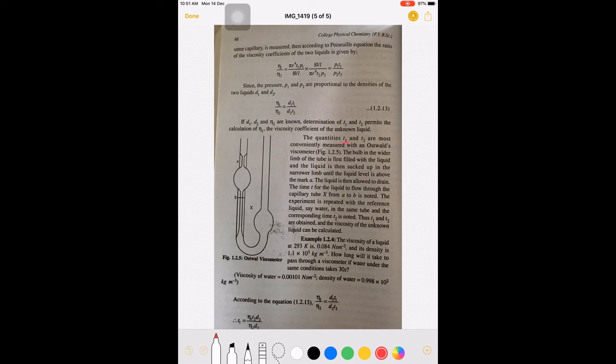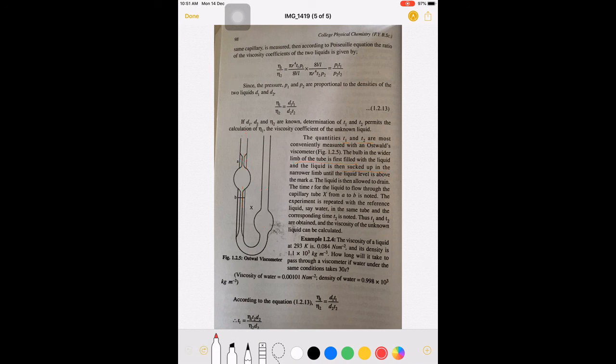The quantities T1 and T2 are most conveniently measured with the Ostwald viscometer. The bulb in the wider limb of the tube is first filled with the liquid, and the liquid is then sucked up in the narrow limb until the liquid level is above the mark A. That is, initially the liquid is filled here, and it is sucked up through this capillary above mark A. The liquid is then allowed to drain.